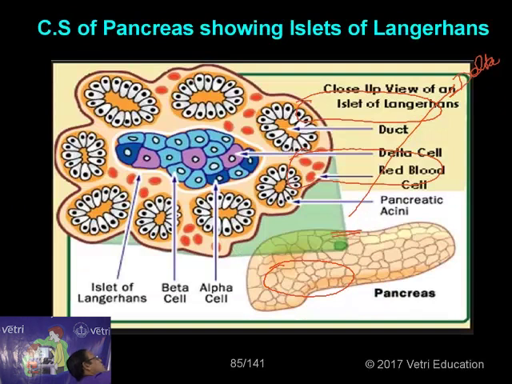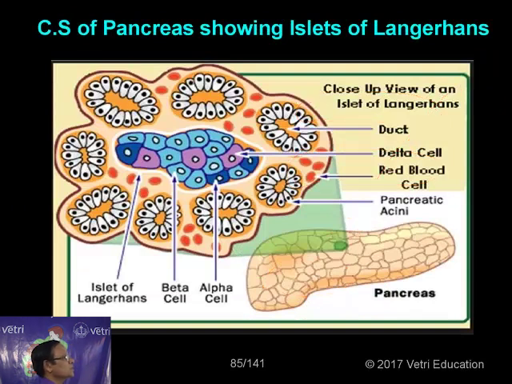Now once again we have the picture showing this. This is the duct, and here we have the acinus, the delta cell, and a red blood cell. The whole structure is concerned with the acini, which are responsible for the secretion of enzymes that open into the duct. Then we have the alpha cell and beta cell, and altogether you can see more beta cells than alpha cells.